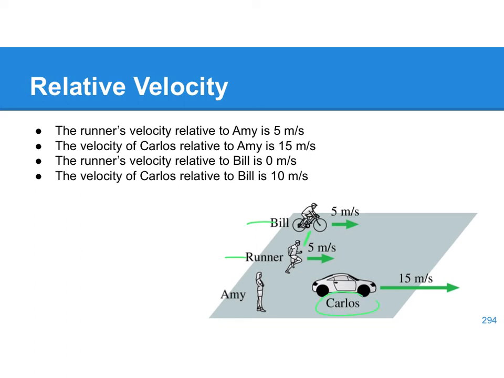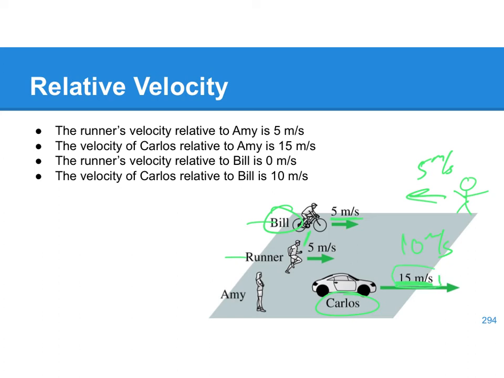Now, Carlos compared to Bill: Carlos is going 15, Bill's going 5. Carlos is passing Bill at 10 meters per second, right? He's going 10 meters per second faster than Bill. So if he's passing Bill, Bill is going to perceive him as only passing at 10 meters per second. So it's the difference of the two velocities. Now, conversely, if a guy is running to the left at 5 meters per second, Carlos is going to see him coming at 20 meters per second, right?